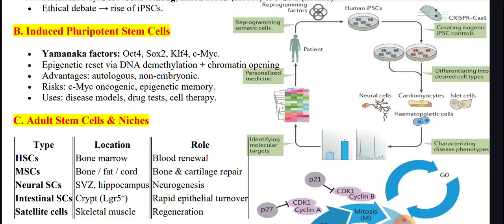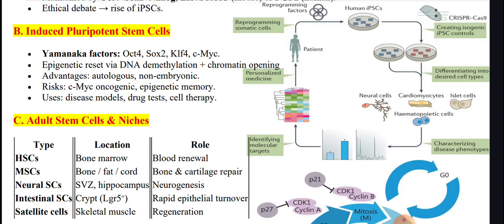The entire lining is replaced every 4-5 days. Wow. Muscle regeneration, too. Yes, skeletal muscle has resident stem cells called satellite cells, located just outside the muscle fibers. When muscle is injured, signals in the niche activate these satellite cells to proliferate and fuse to repair the damaged fibers. So the niche is like the stem cell's command center.